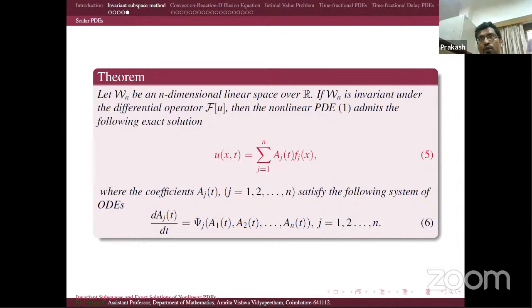The obtained system of ODEs may be solved by well-known methods. Suppose Wn is invariant under the differential operator f, then the nonlinear PDE admits an exact solution in this form. That means a finite separable form, where Aj of t satisfies the system of ordinary differential equations.